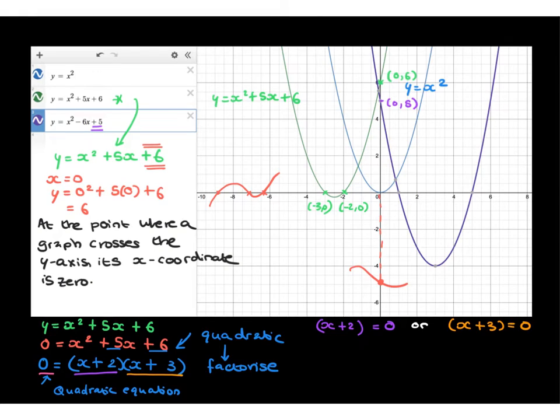Let's solve these little equations. What do we get if x plus 2 equals 0? x equals negative 2. What do we get if x plus 3 equals 0? We get x equals negative 3.